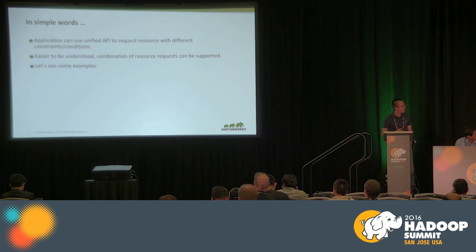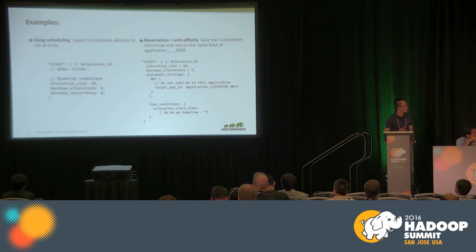So in short, in the future, applications can have a unified API to request different constraints or conditions, and they can make combinations of them. And this should be easier to understand compared to the existing resource request API. And we can see some examples.